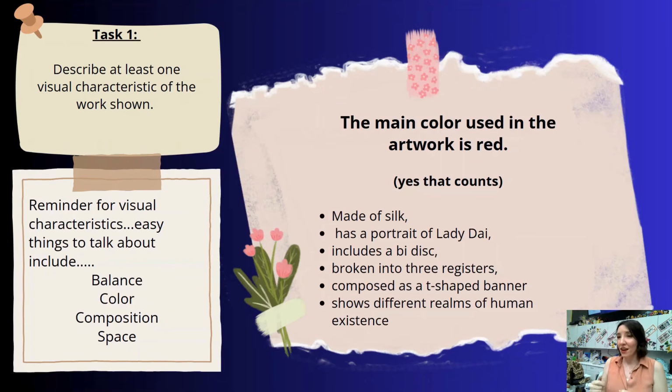So what I wrote: the main color used in the artwork is red. Yay, a point. A lot easier than the point in the compare and contrast FRQ. Other ones that College Board included: it's made out of silk, has a portrait of Lady Di, includes a bi disc, broken in 3 registers, composed as a T-shaped banner, or shows different realms of human existence. Any of those things would count as the point. Easy point. You got this, get it, move on. So again, don't spend forever on visual characteristics. Be specific, but don't go crazy yapping.